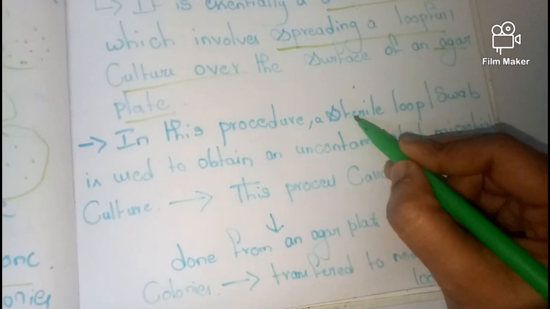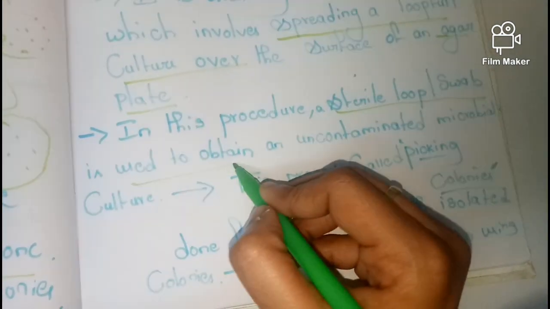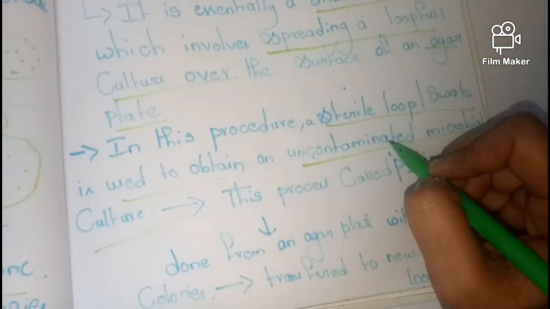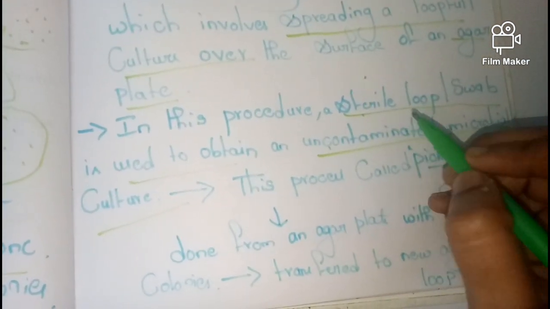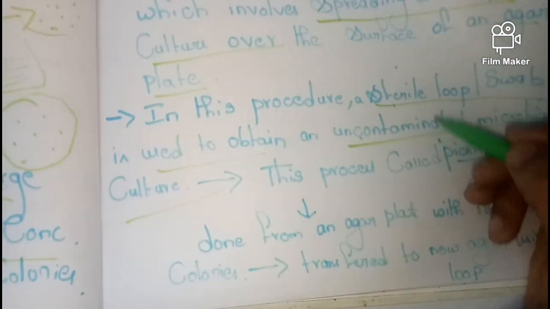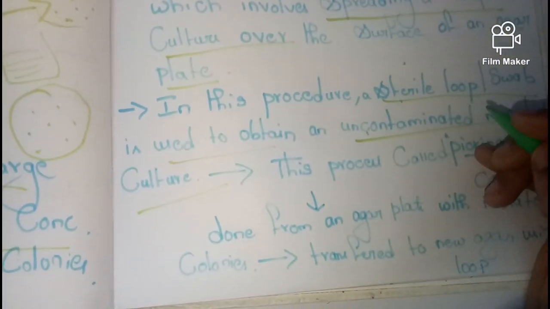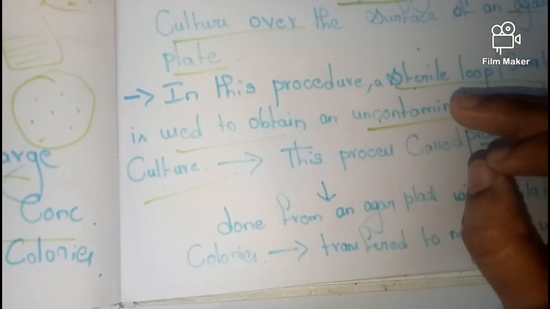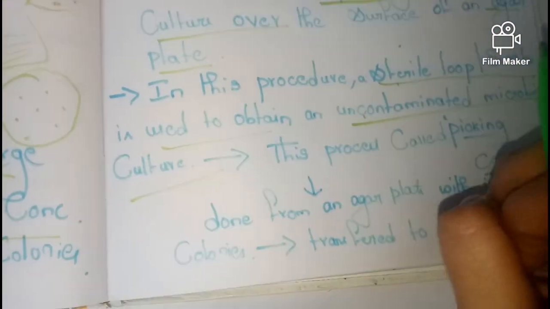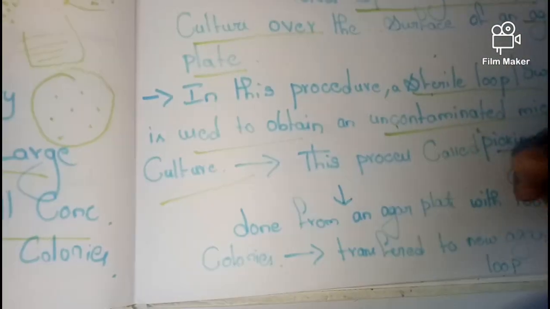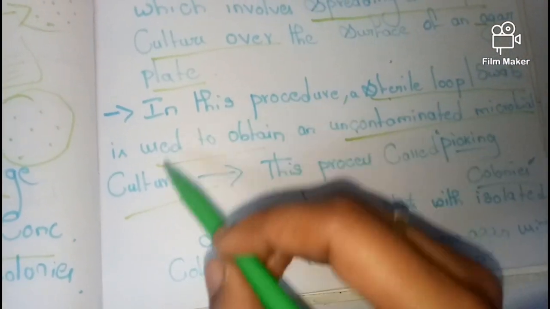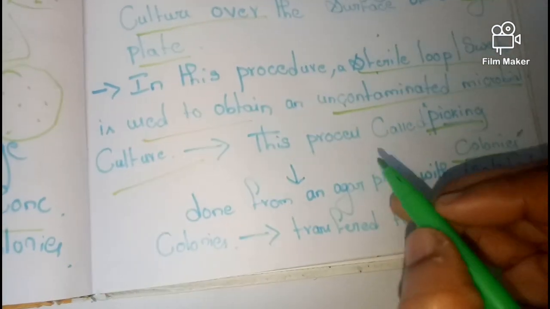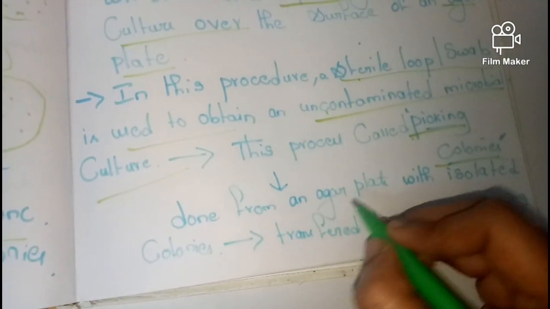In this process a sterile loop or swab is used to obtain an uncontaminated microbial culture. Here we are going to sterilize the loop or swab that we use in this technique, because we want to prevent contamination of the microbial cultures. All this process is known as picking colonies, and it is done from an agar plate.